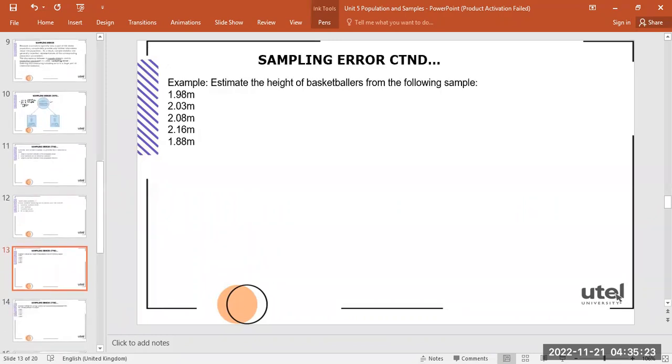Now let's see properly how to calculate the sampling error using this question that we are going to ask. The first example says, estimate the height of basketballers from the following sample. Now, it is important for us to take note of how the question is being framed. This question happens to be an open-ended question because it says estimate the height of basketballers. It did not tell us which basketballers, in which team, or in which country. Probably we have been asked to estimate the height of basketballers in the whole world.